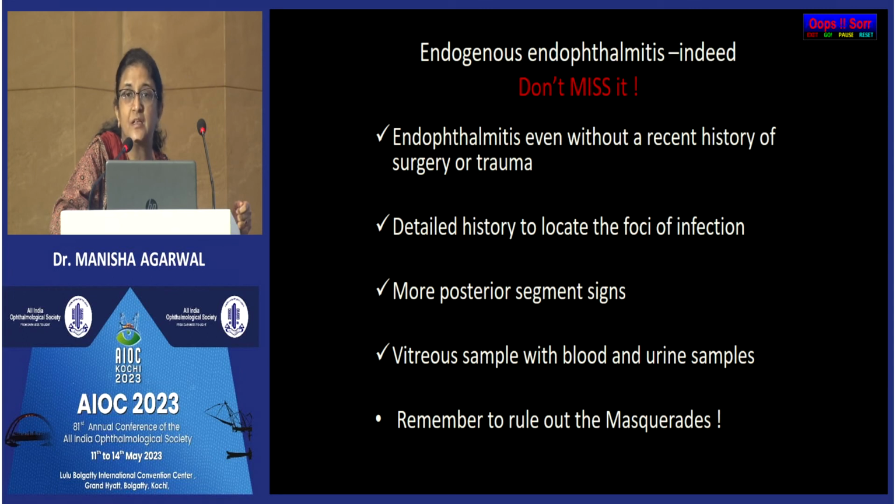So I would just conclude my talk by saying that in endophthalmitis, even without a recent history of surgery or trauma, please suspect endogenous endophthalmitis. A detailed history to locate the foci of infection is extremely important. More posterior segment signs are apparently present when you are dealing with a patient of endogenous endophthalmitis. A vitreous sample with blood and urine samples is extremely important again to locate the foci of infection. And always remember to rule out any underlying masquerade which can probably be misdiagnosed as an endogenous endophthalmitis, like in my second case, because of the strong history of COVID and being on long term steroids.